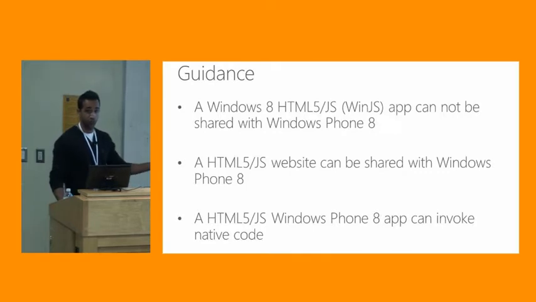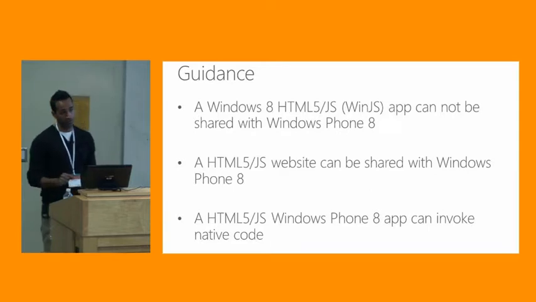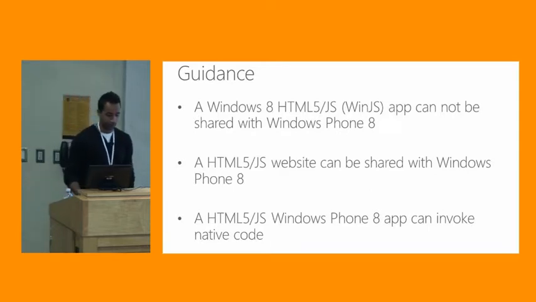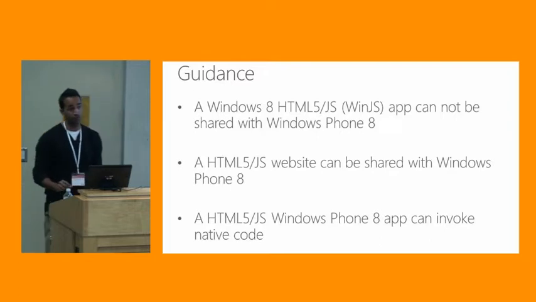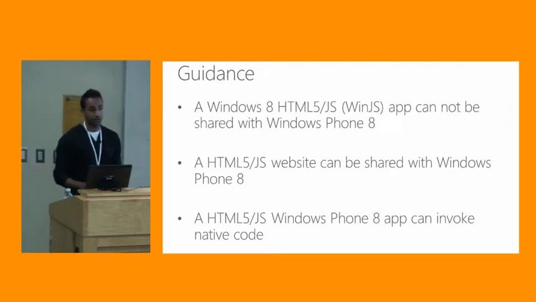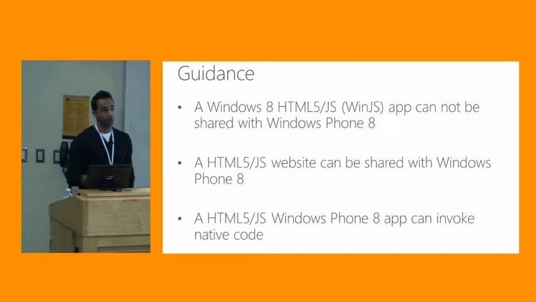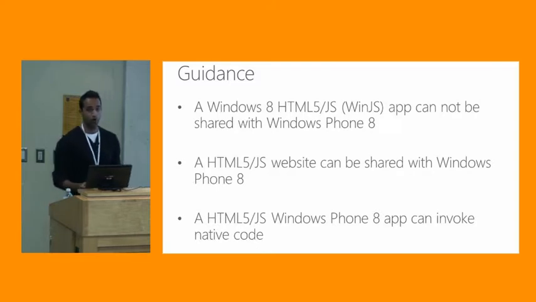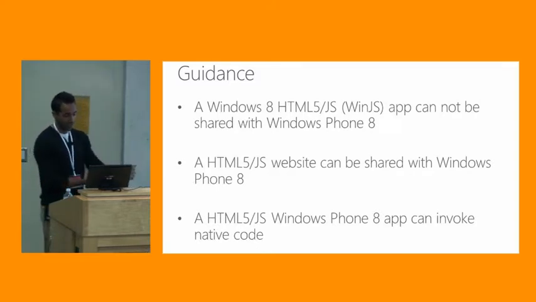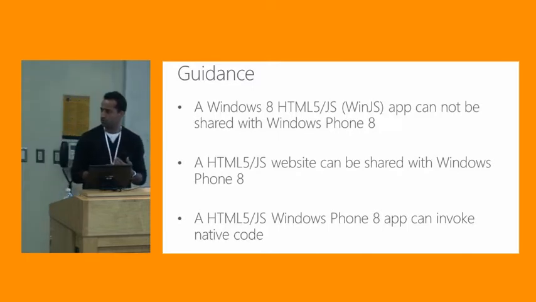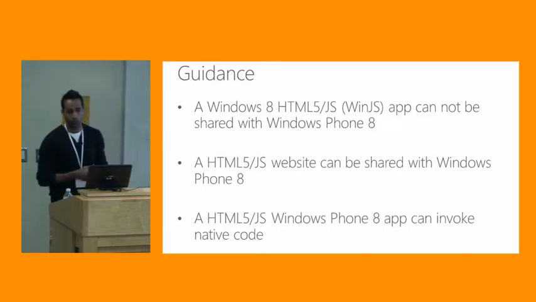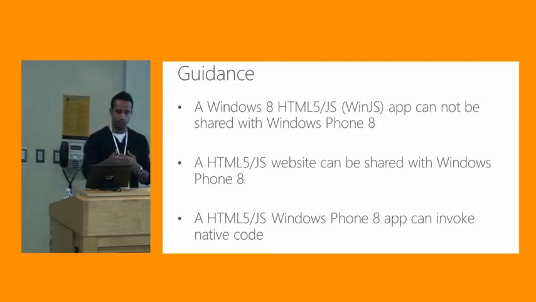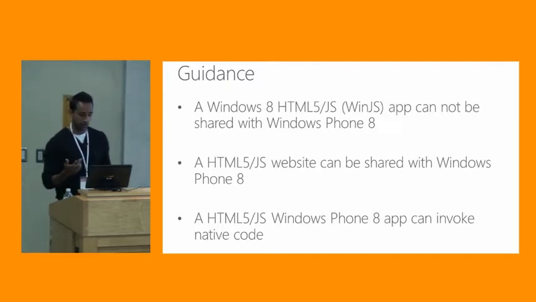Now, I just showed you something where you saw that it was the same code running on both platforms, but it was not an app that uses Windows runtime APIs or WinJS. Okay? If you have an HTML5 JavaScript website, you can share that HTML5 and JavaScript with Windows Phone 8. Basically what you're doing, and I'll show you an example in a second, is loading up the website or that code in a web view control, which is basically punching a hole and saying, hey, go load some HTML content and JavaScript content. And it uses the IE10 rendering engine.